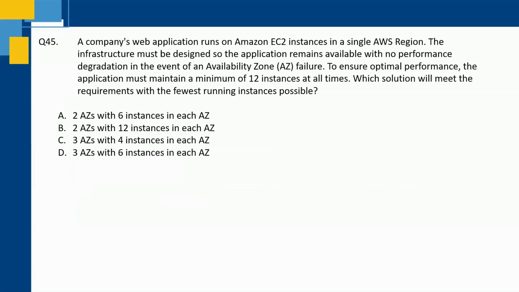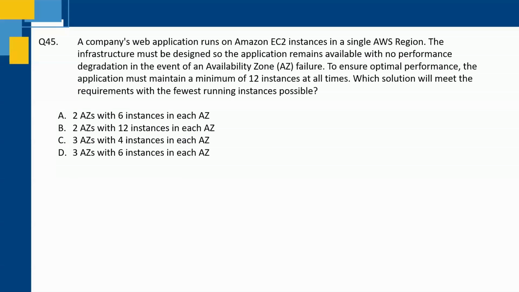A company's web application runs on Amazon EC2 instances in a single AWS region. The infrastructure must be designed so the application remains available with no performance degradation in the event of an availability zone failure. To ensure optimal performance, the application must maintain a minimum of 12 instances at all times.